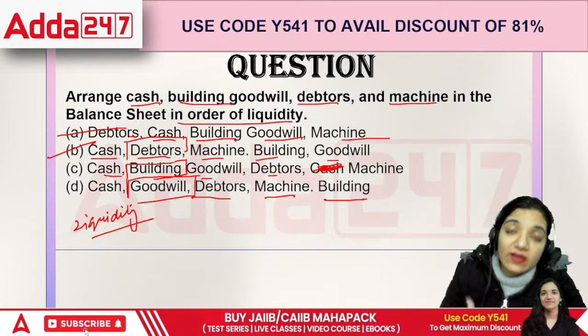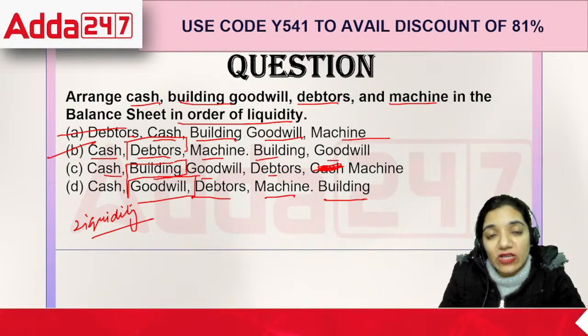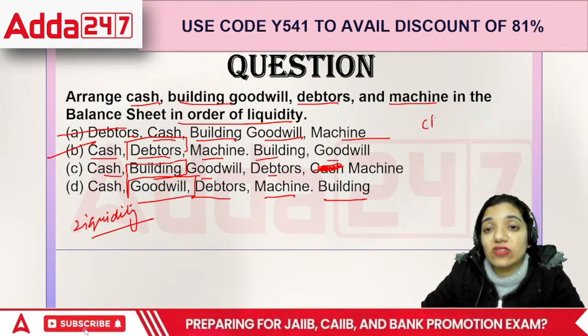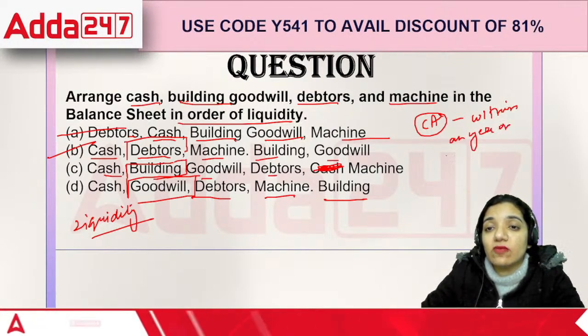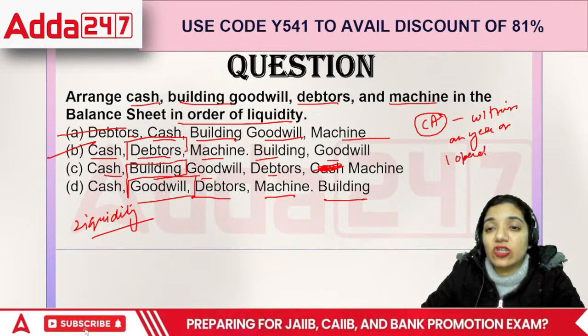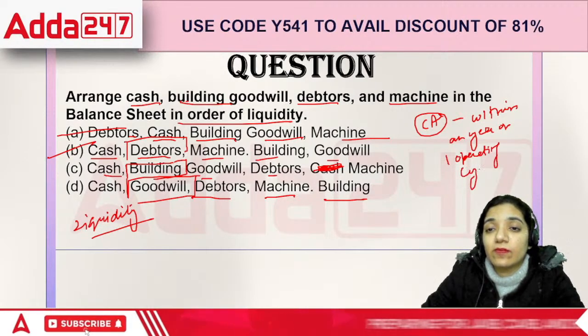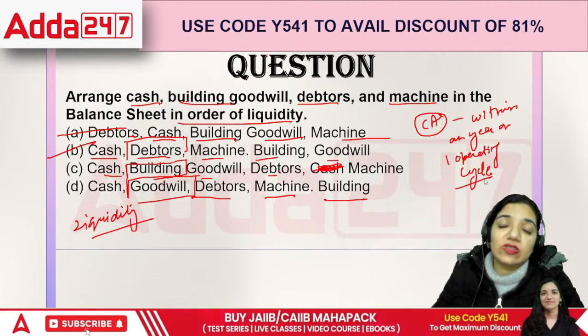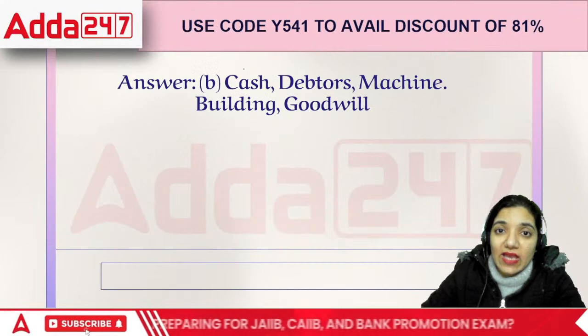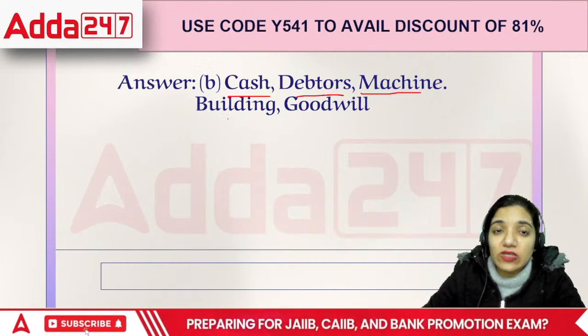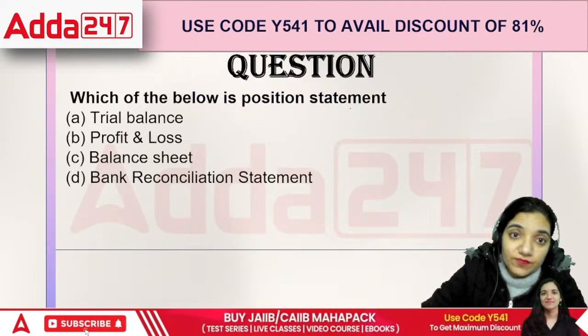The current assets are easily converted into cash, because the current assets are those assets which can be easily converted into cash within a time span of one year or within one operating cycle, whichever is longer. That is what we look forward to. That is B: the cash, the debtors, the machine, building, as well as goodwill.